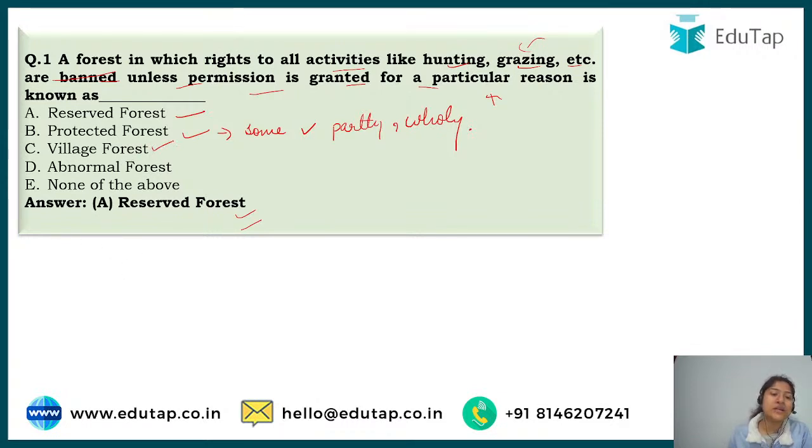Now, which are village forests? Village forests are basically forests made by villagers only, to use the benefit. And what are abnormal forests? Abnormal forests are such forests wherein the yield varies every year. Every year the yield is abnormal, meaning some years it gives a good yield, and some years it does not give a good yield. That is known as an abnormal forest, and I hope that is clear to you all.